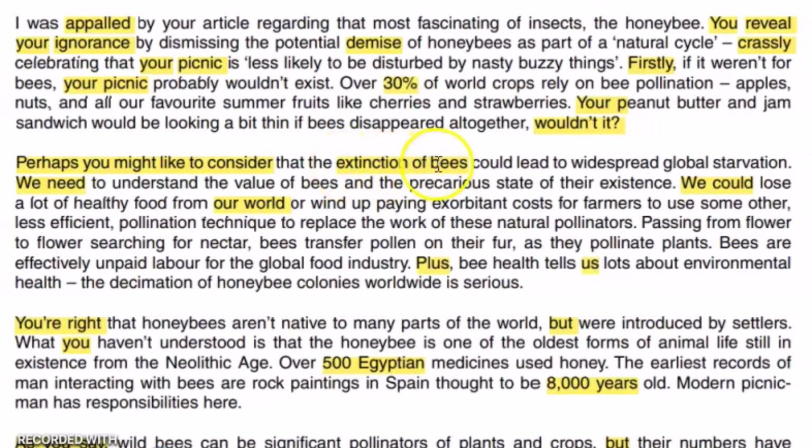Now look at the vocabulary used. The main topic was the disappearance of bees. One time you're using demise, the other time you're using extinction of bees. It could lead to widespread global starvation. Another point in this paragraph is the use of first person: we need, our world, we could, us. It means that it's a common problem.